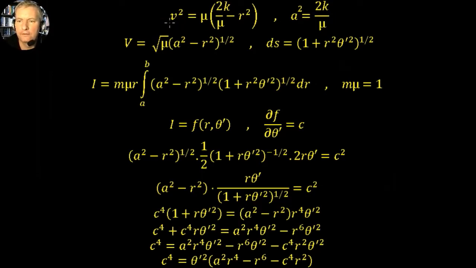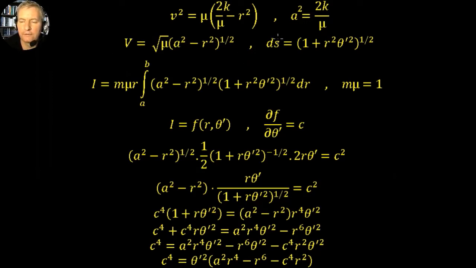So we can see that v squared is equal to, if we take the value of mu out, 2k upon mu minus r squared. Now we'll give this term 2k upon mu a name, we'll call it a squared. We call it a squared as opposed to a just because it helps the maths work out a little bit better and easier. So if we take the square root of both sides, it would be the square root of mu, times a squared minus r squared to the power of a half. So that's the value of v we're looking for.